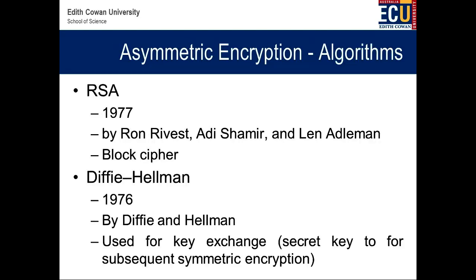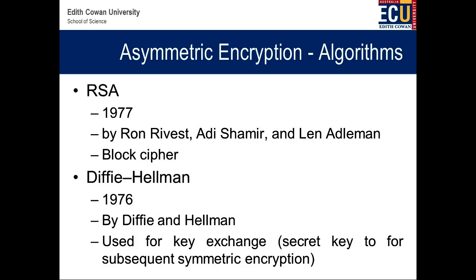These are a few examples of asymmetric encryption algorithms. The first is RSA, which was introduced in 1977 by Ron Rivest, Adi Shamir, and Len Adleman. That's why we use the name RSA: Rivest, Shamir, and Adleman. It followed the concept of block cipher. It converted the plain text into blocks of plain text, and then each block of plain text was encrypted into the equivalent block of ciphertext.